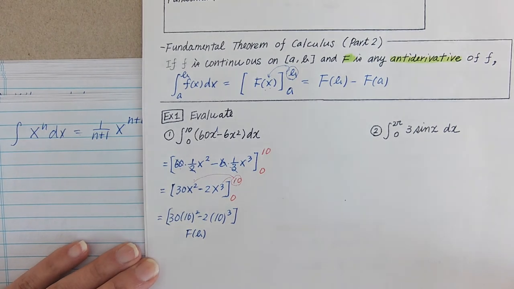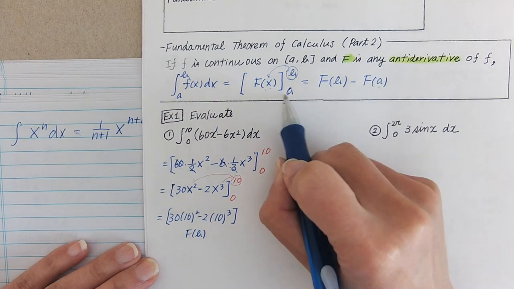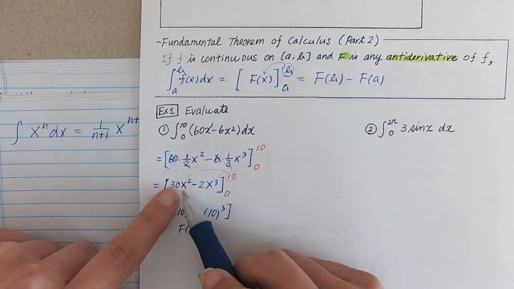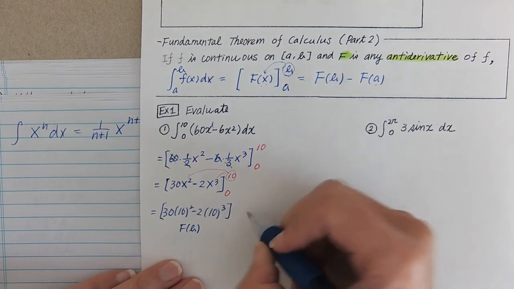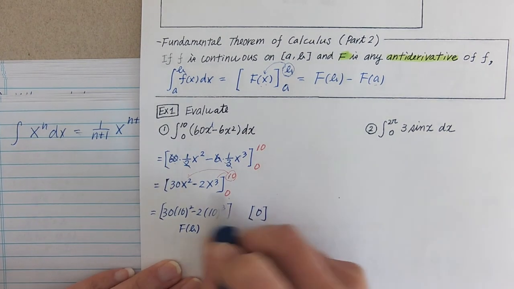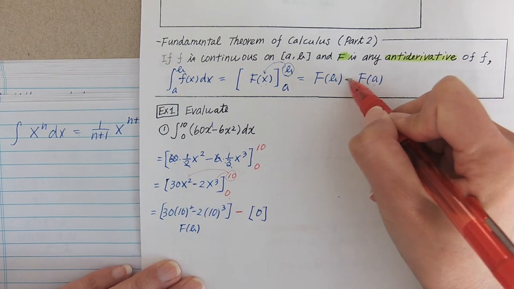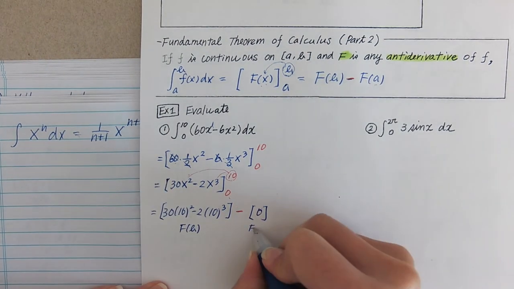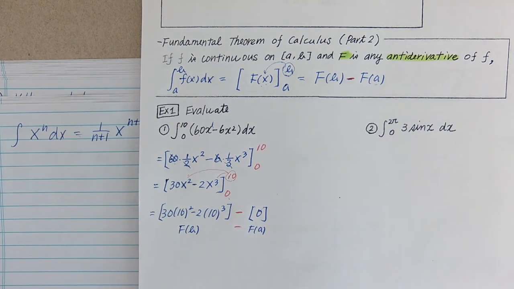Okay. Same, I have to plug in the A. That means I have to plug in the 0. But 0 is easy, because if I plug in the 0, it's 0 minus 0, just a 0. But make sure it's always subtract between. That's the F of A part. Then you subtract each other.